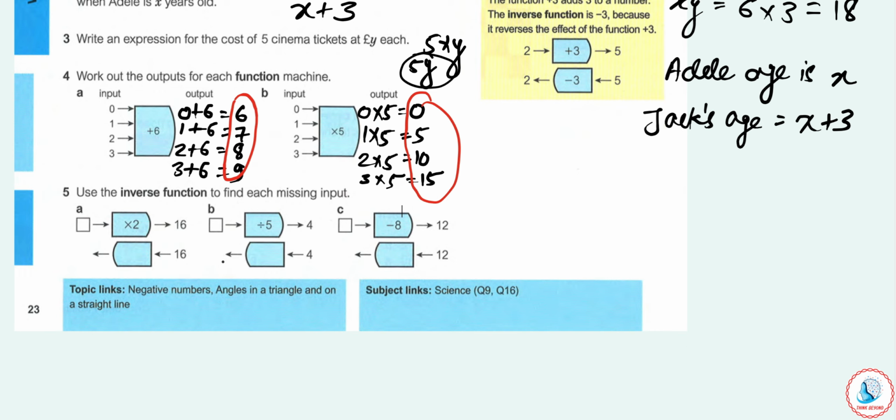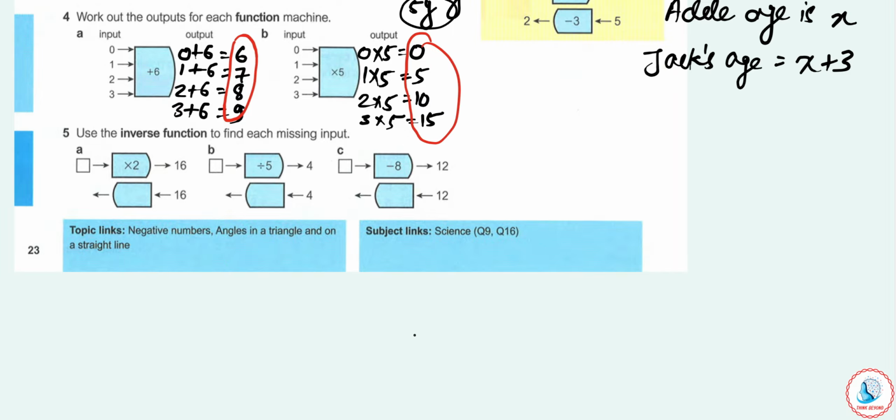Question number 5 says use the inverse function to find each missing input. Okay, outputs are given and we have to find the missing inputs. So we already know the inverse of multiplication is division, right? So when you are going back here, you have to divide by 2. So 16 divided by 2 is 8. So our answer will be 8 here.